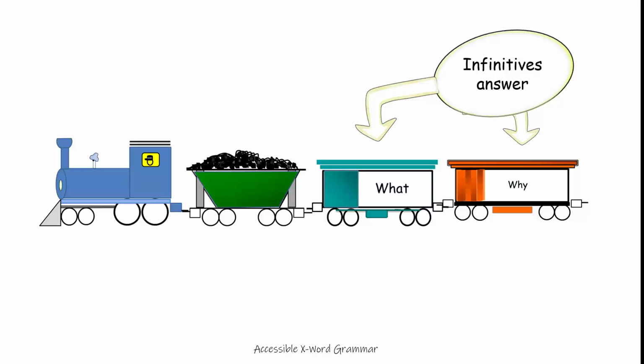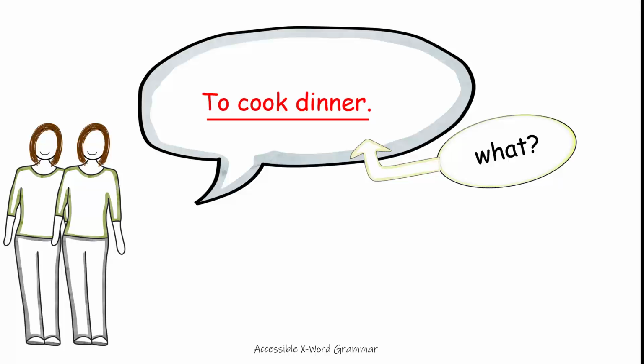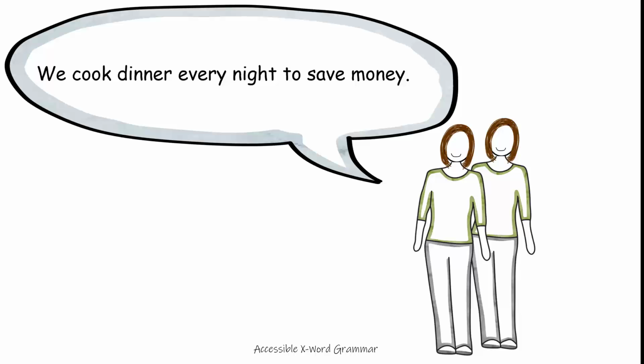For example, we want to cook dinner. Want is the verb. In this sentence, it is a VxO. The infinitive, to cook, answers the question what. What do we want? To cook dinner. We cook dinner every night to save money. Cook is a VxO, and to save is an infinitive. Why do we cook dinner every night? To save money.